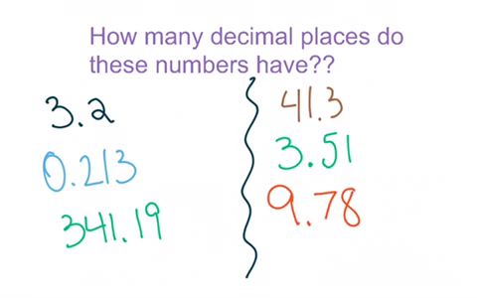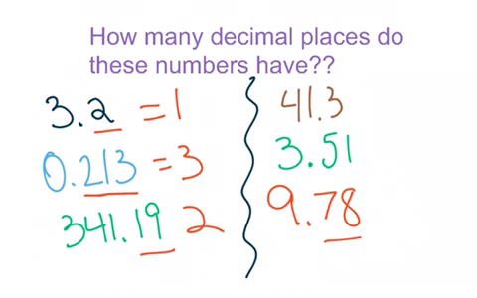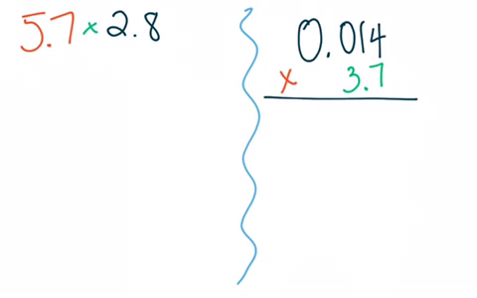So how many decimal places do we have here? Right here we just have 1. Then we have 1, 2, 3. We have 3 here. We have 2 here, 2 here, 2 here, and 1 there. When we talk about decimal places, how many numbers are behind the decimal on the right side? Alright, let's do these bad boys.